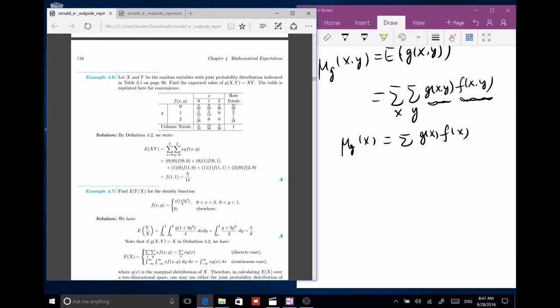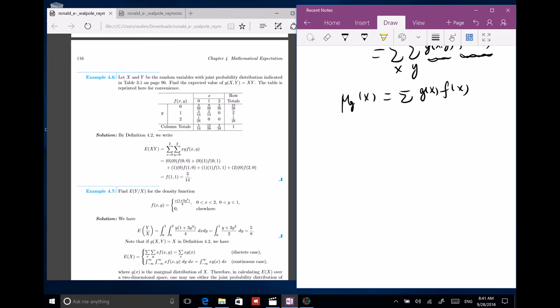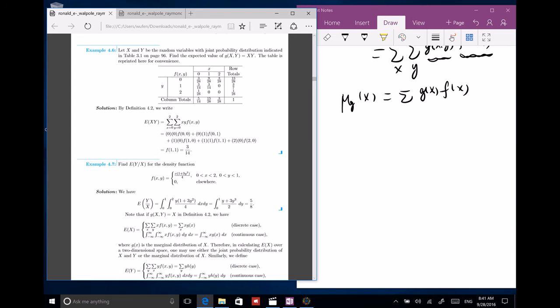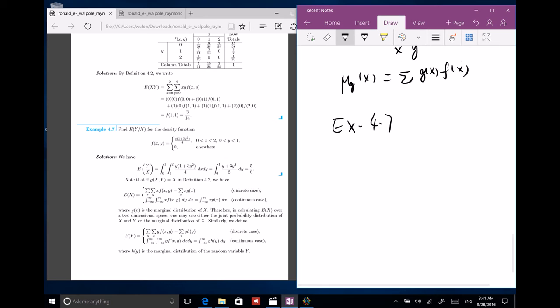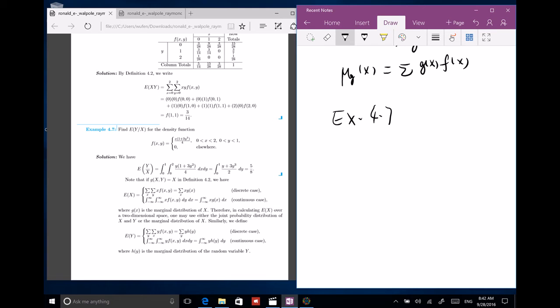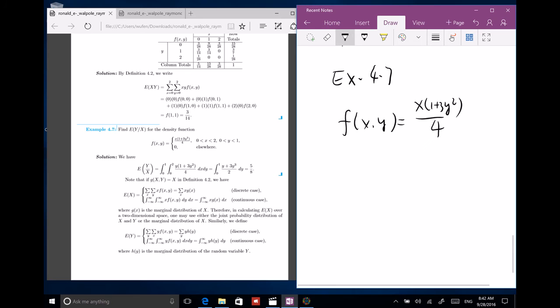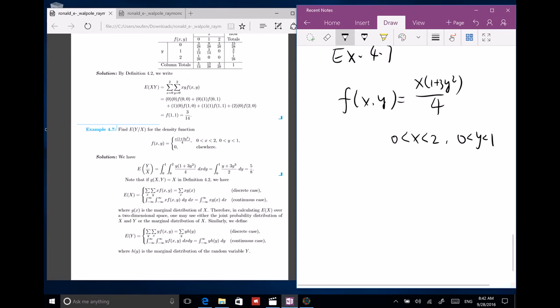For two dimensions, you are given and asked to find E of y over x. Example 4.7. So here the probability function f(x,y) is given as 4x times 1 plus 3y squared. The x and y boundaries are given: 0 less than x less than 2, 0 less than y less than 1. And now it asks you to find the expectation value of y over x.